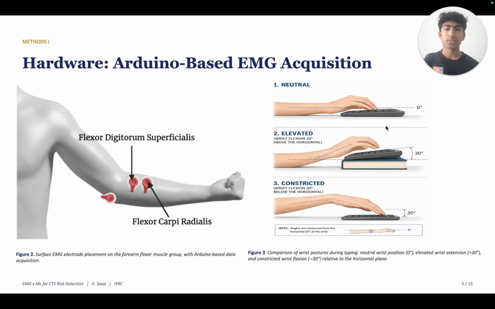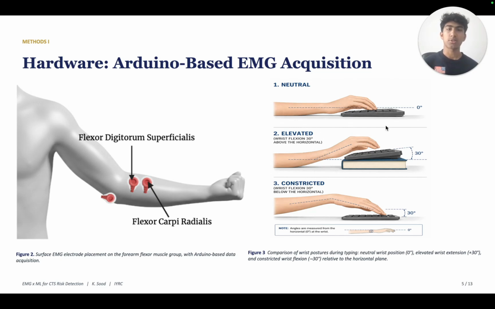The figure on the left shows the surface EMG electrode placement on the forearm. Two electrodes were placed on the flexor digitorum superficialis and flexor carpi radialis, with the reference electrode being placed on the elbow. These three electrodes, combined with the MyoWare 2.0 and Arduino Uno, were able to filter and digitize the participant signal while typing.